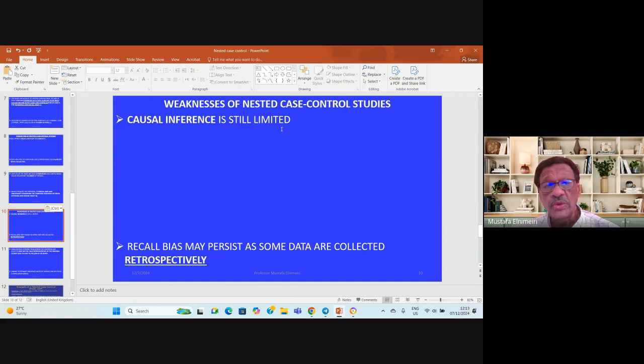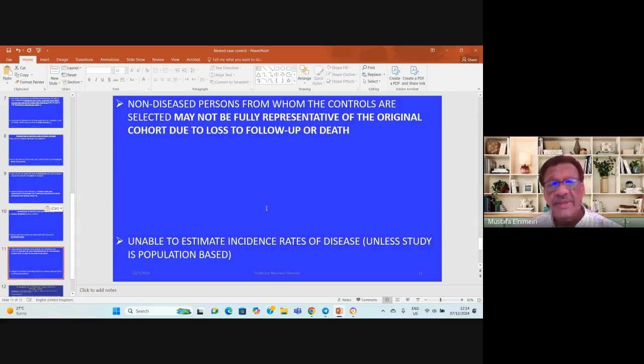Weaknesses of nested case control studies are that causal inference is still limited. And also there is some sort of recall bias which may exist as some data are collected retrospectively, and non-diseased persons from whom controls are selected may not be fully representative of the original cohort members due to loss of follow-up or death or other causes of attrition from the original cohort members. It is also unable to estimate the incidence rate of disease unless the study is population based.